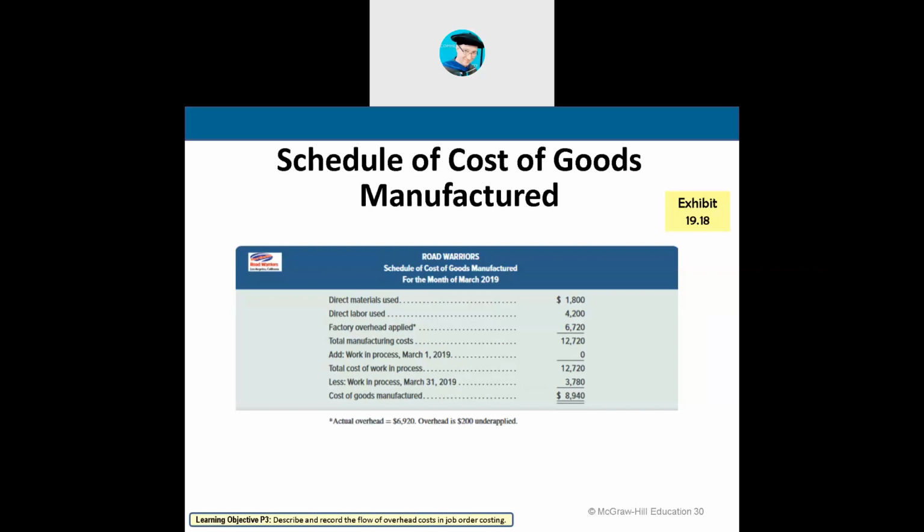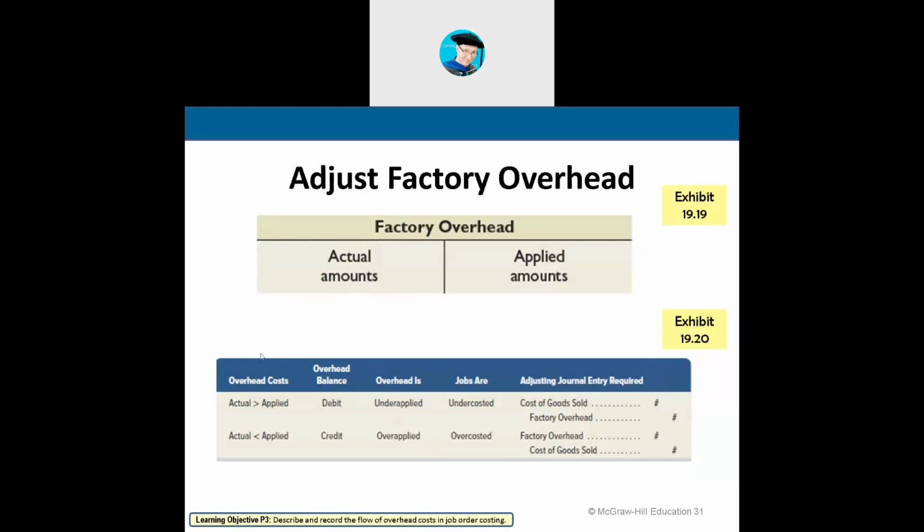In order to figure out that difference, we look at what's called the schedule of the cost of goods manufactured. This shows us direct materials plus direct labor plus factory overhead applied to equal the total manufacturing costs. Of course, anything that's added into work in process equals the cost of the work in process, minus the ending balance of work in process gives us the cost of goods manufactured. So again, why was cost of goods manufactured important? Because it needs to show us whether we've over-applied or under-applied factory overhead.